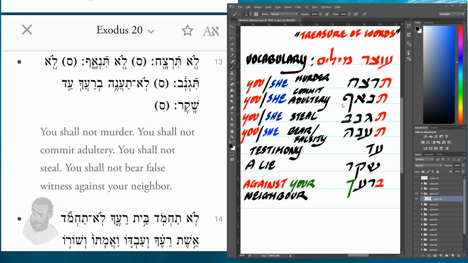So that's na'af. Tin'af, na'af. Ganav means he stole. Tig nov, you or she will steal. I remember because of the negative, it's you shall not or you will not or do not. Okay? So, ane, ta'ane is to bear false, bear false witness or a fallacy. Okay? Testimony is ed.